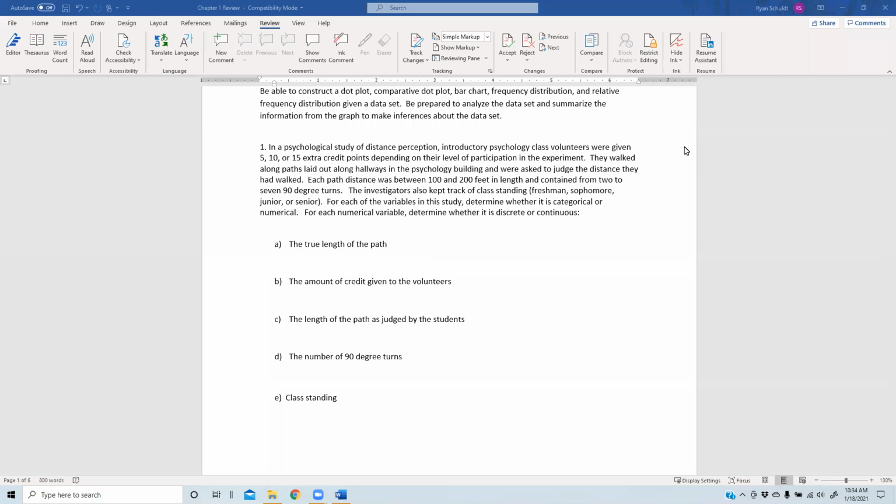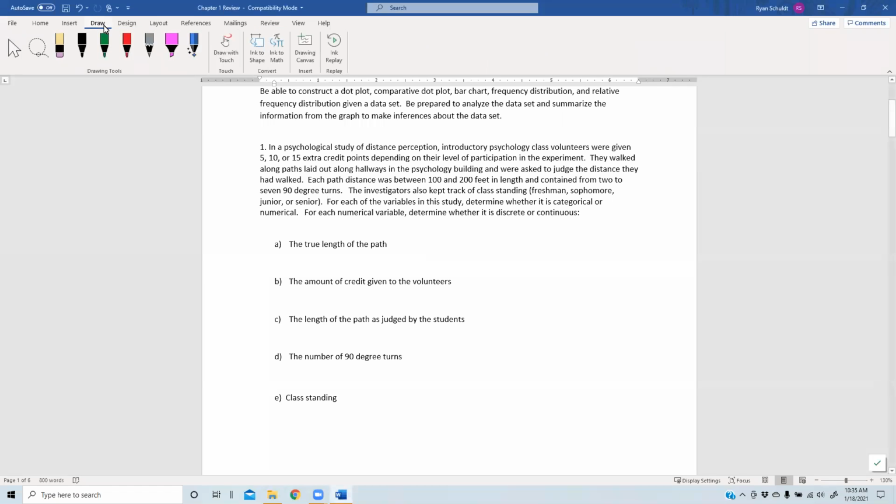So that's our first thing we have to do. We have to determine, is it categorical or numerical? For each numerical variable, we have to determine whether it's discrete or continuous. So if we say numerical, we've got to do one more step.